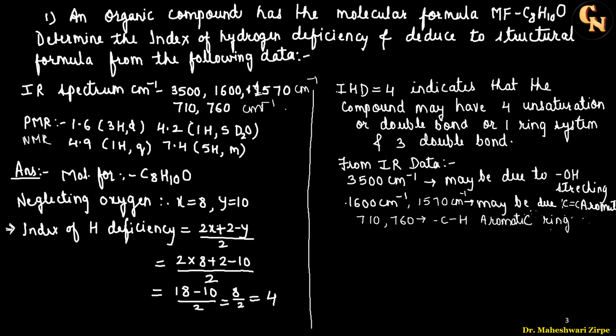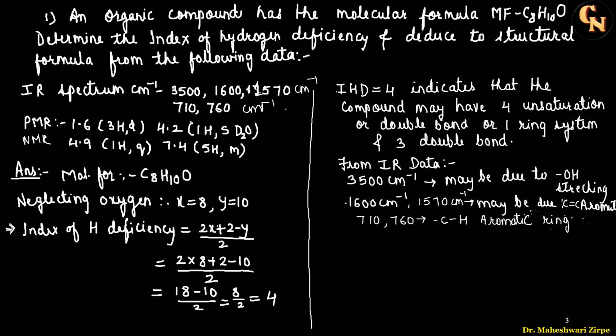3500 centimeter inverse indicates OH stretching, means OH group may be present, and as the molecular formula says, oxygen is present. So this 3500 always shows OH stretching. Then 1600 centimeter inverse and 1570 centimeter inverse may be because of the aromatic ring C double bond C stretching. Then similarly 710 and 760 centimeter inverse indicate CH aromatic ring stretching.